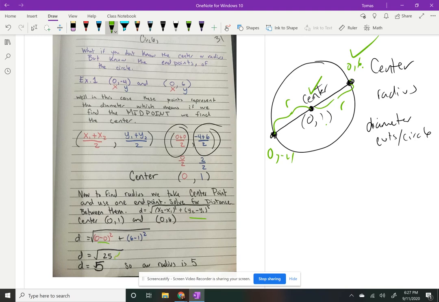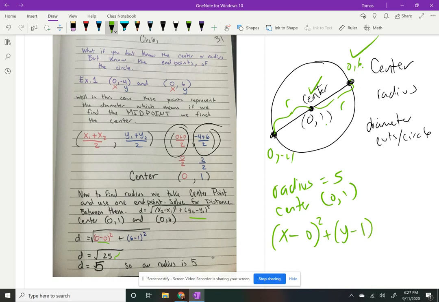So my radius is 5. My center was 0, 1. And that's all I need, guys. So now I put x minus 0 squared, y minus 1 squared equals 5 squared. Now, again, we could simplify this a little bit, so we could make this one just say x squared. And we could write 25, or we could just keep it 5 squared.